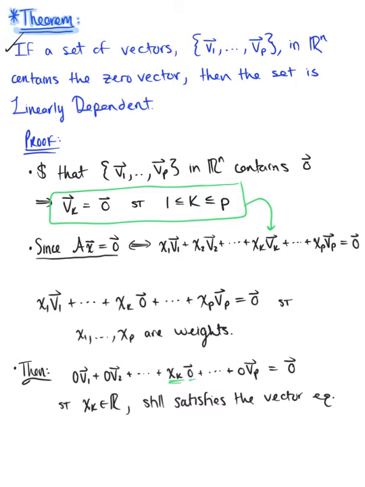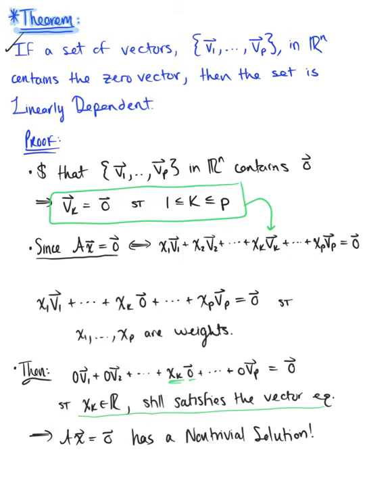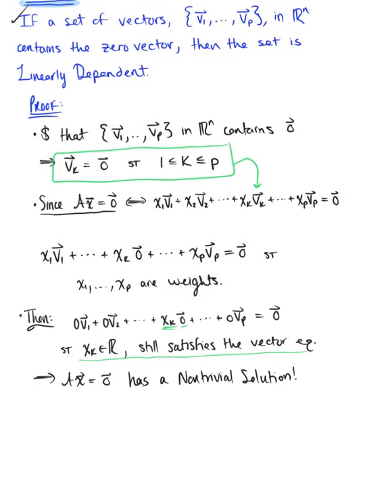Therefore, since any x sub k satisfies the vector equation, this lets us know that the corresponding homogeneous equation has infinitely many non-trivial solutions. Or we can simply say it has a non-trivial solution. This is because we can choose any value we want for x sub k, and the equation is still satisfied. So there are infinitely many possible solutions, and therefore, this indexed set of vectors v sub 1 through v sub p that contains a zero vector is linearly dependent by definition.